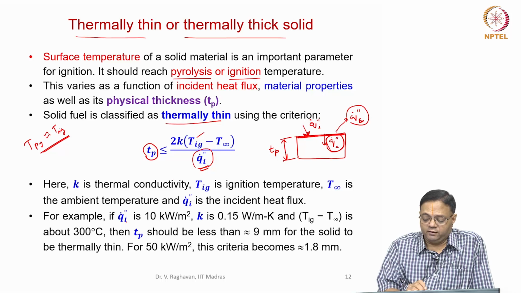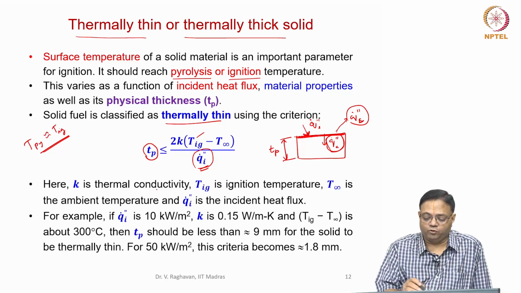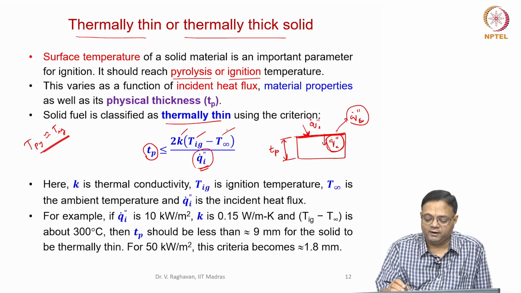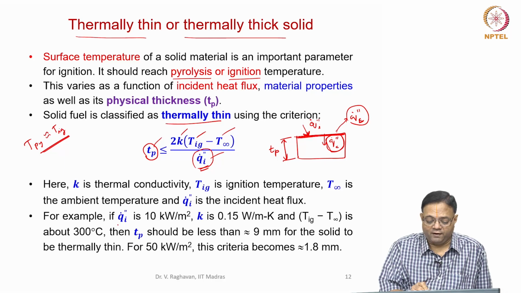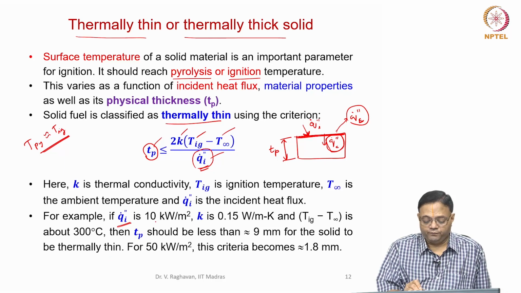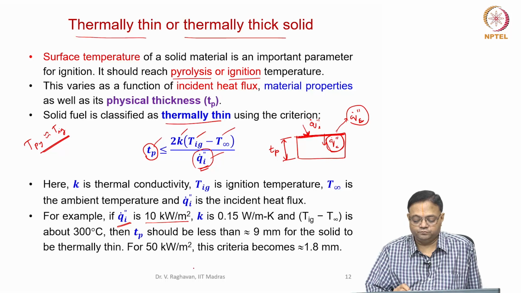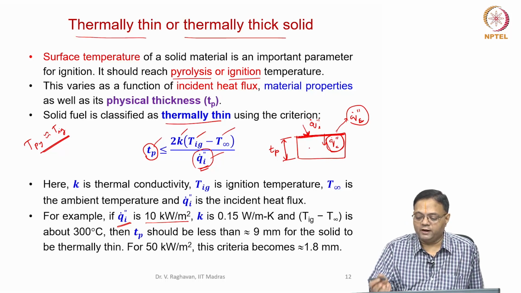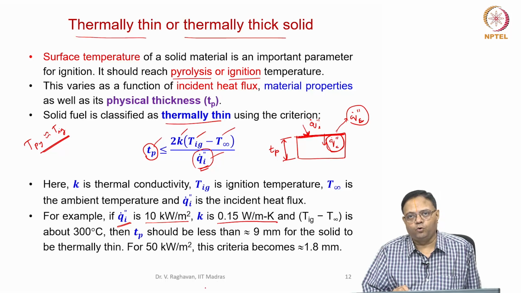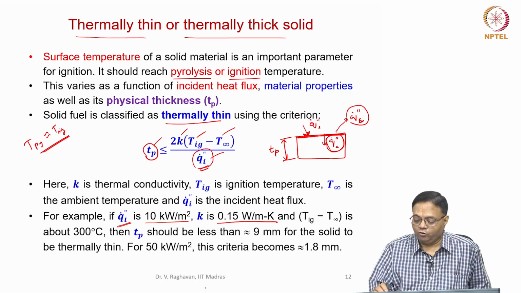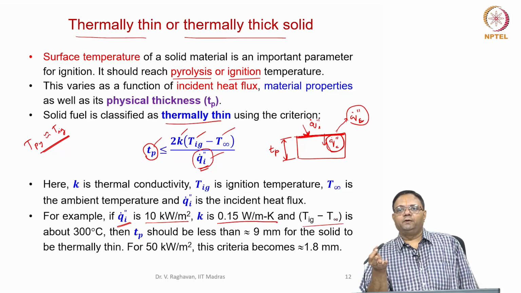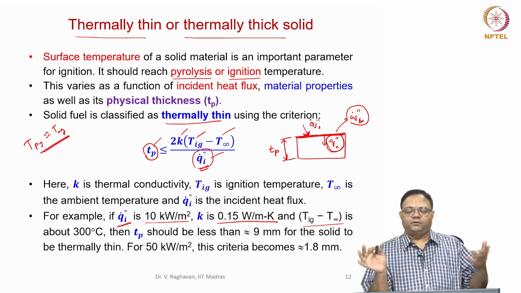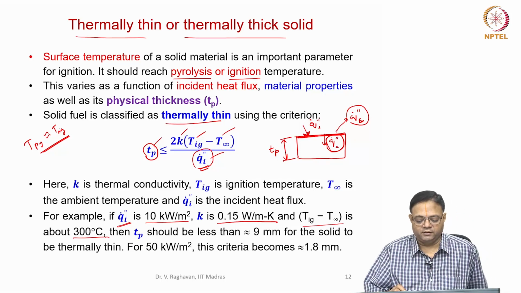Now, in this classification, I will give an example here. So, this is thermal conductivity, ignition temperature, ambient temperature, incident heat flux, physical thickness. Let us say I have an incident heat flux of 10 kilowatt per meter square, and say wood or any other solid, with low thermal conductivity of 0.15 watt per meter Kelvin, and let us also see ambient temperature is about 30 degrees, ignition temperature may be 330 degrees, approximately I will say the temperature difference is 300 degrees centigrade.